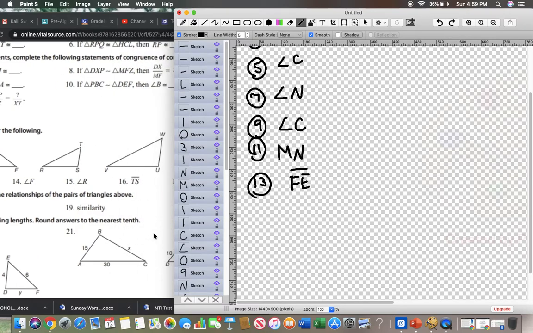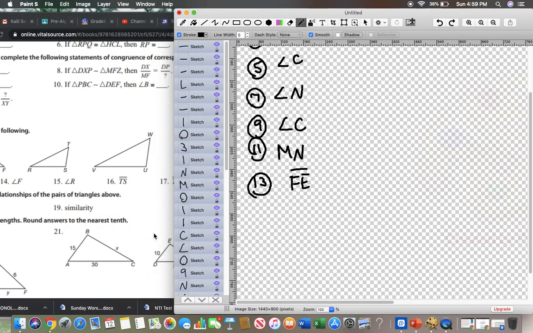What about number 15? Now we're talking about these triangles over here. These triangles, RST and VUW, are similar triangles. Same shape, but they do not have the same length sides. But for similar triangles, the angles are still corresponding and congruent. So angle R and angle V, those are your corresponding parts for number 15.